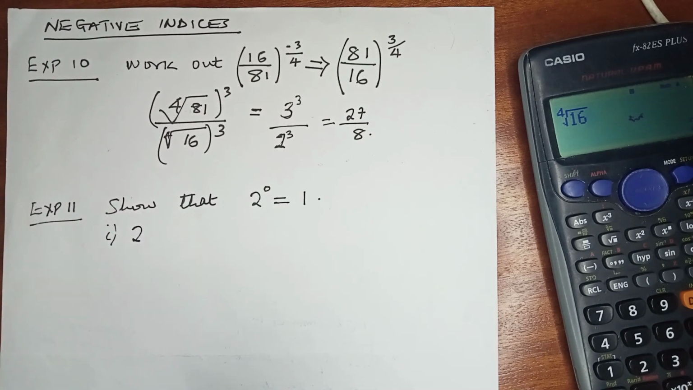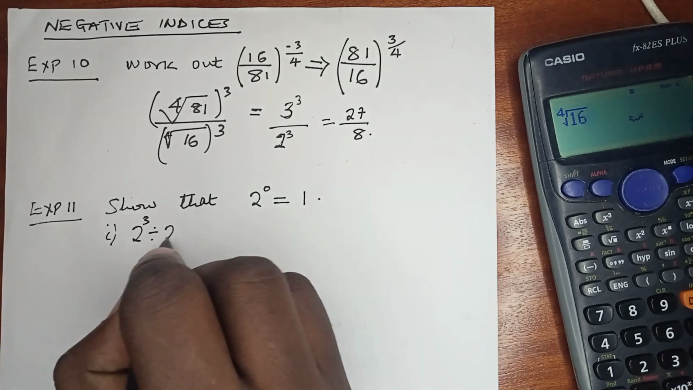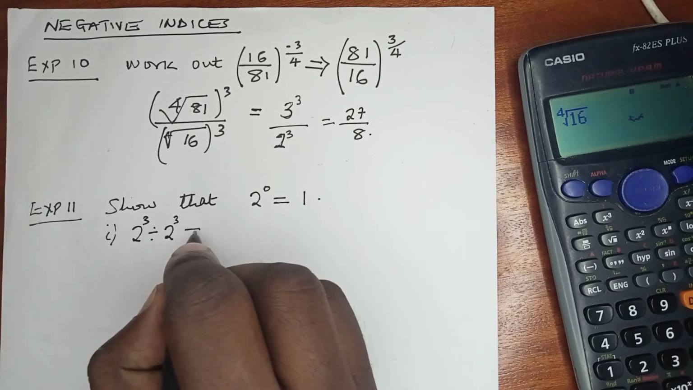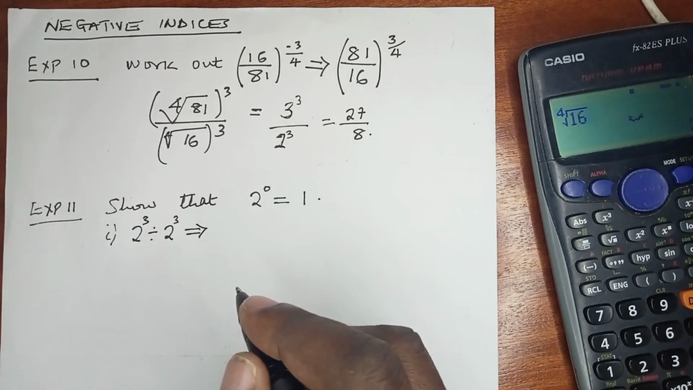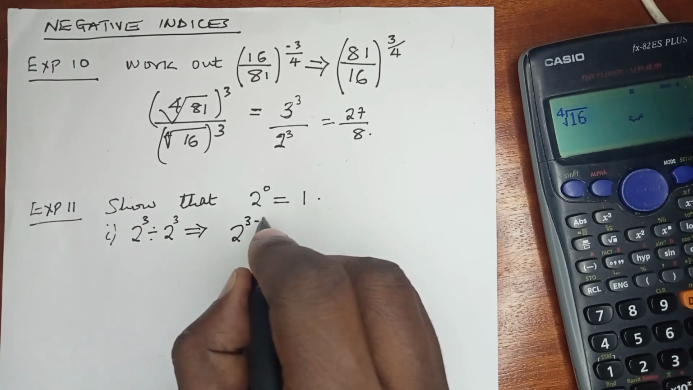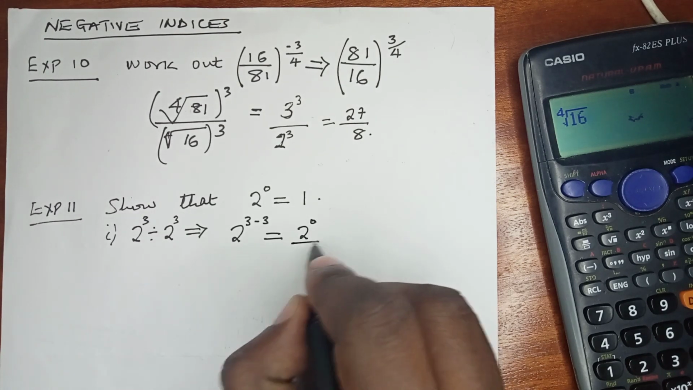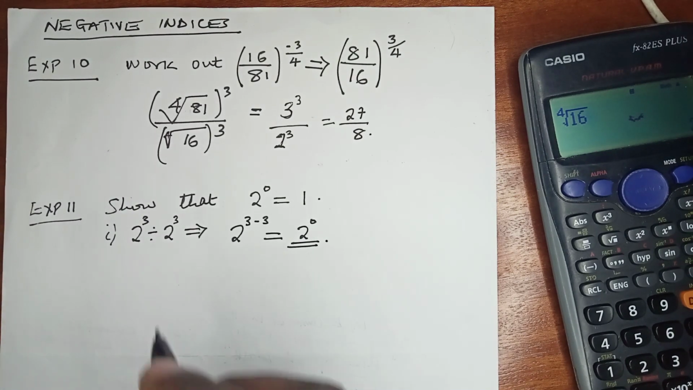For example, if we have 2 raised to power 3 divided by 2 raised to power 3, according to law 2 of the indices, this is 2 raised to power 3 minus 3, which is 2 raised to power 0. Keep it there.